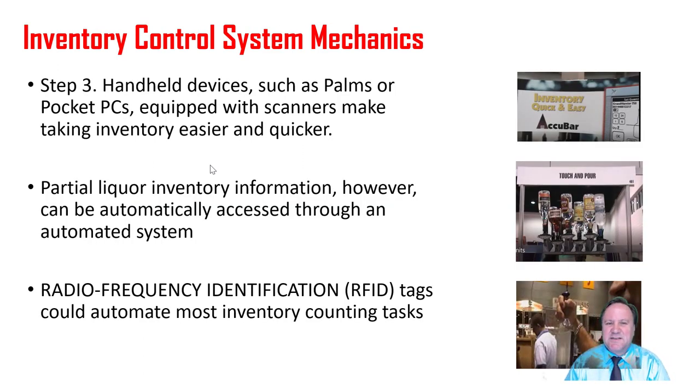Step number three is handheld devices such as Palms or Pocket PC. Palm is old now, but I actually have a video here that I'm going to show you in a second. The reason why I want to show you, even though the handheld system is old, is that for those of you in college right now watching this video, you may not even remember this. They used to be called PDA, personal digital assistant. Now these cell phones, smartphones, are actually doing at least partially the same thing that they were doing before. I'm going to show that video to you so you can see how those systems are used to take inventory. And you can also use some technology automation to take the liquor inventory. Let's watch this video quickly, and then I'm going to show you the RFID tag video.